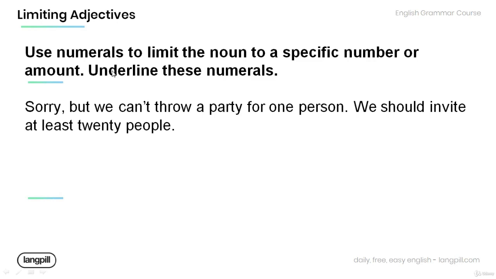Remember that we use numerals to limit the noun to a specific number or amount. Now read the following sentences and underline these numerals. Sorry, but we can't throw a party for one person. We should invite at least 20 people. 1, 20.